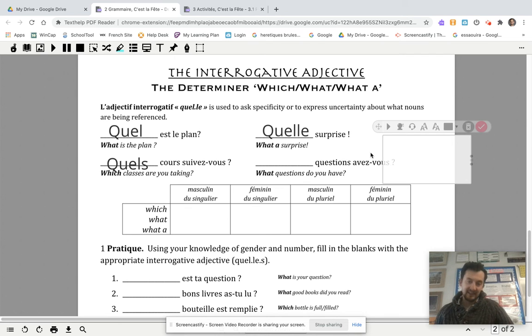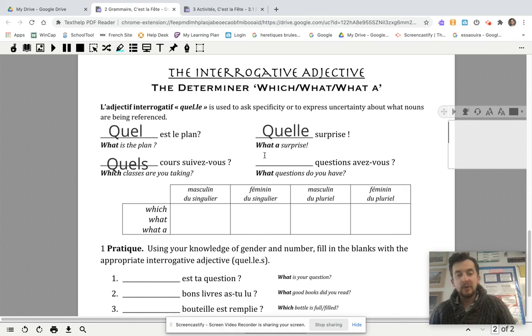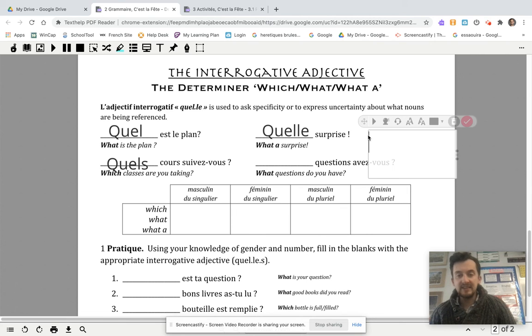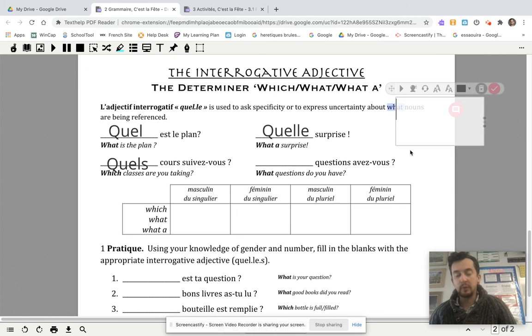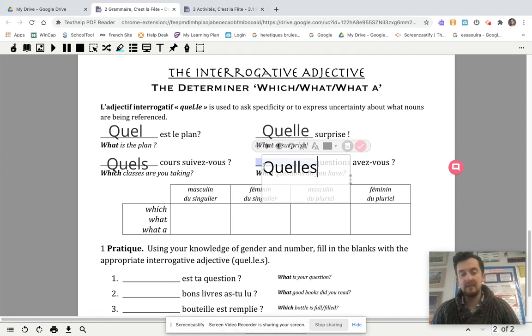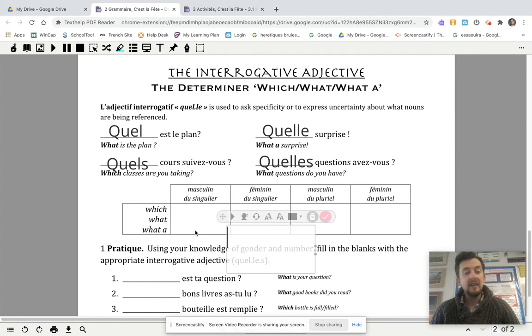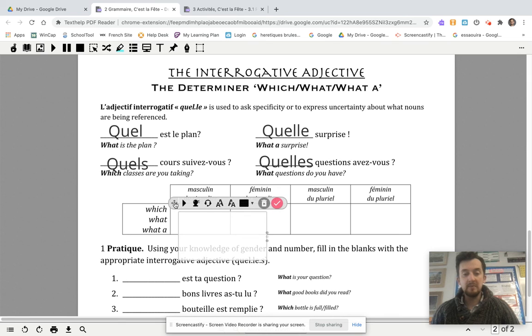You use quel at the beginning, and it's not asking a question. All right, so that's the form of quel. Nothing surprising here. You're used to doubling the L and adding an E. You've seen that before, both with verbs and with adjectives. D'accord? So what questions do you have? Quelle question avez-vous? This one on the quiz is going to be much, much easier.